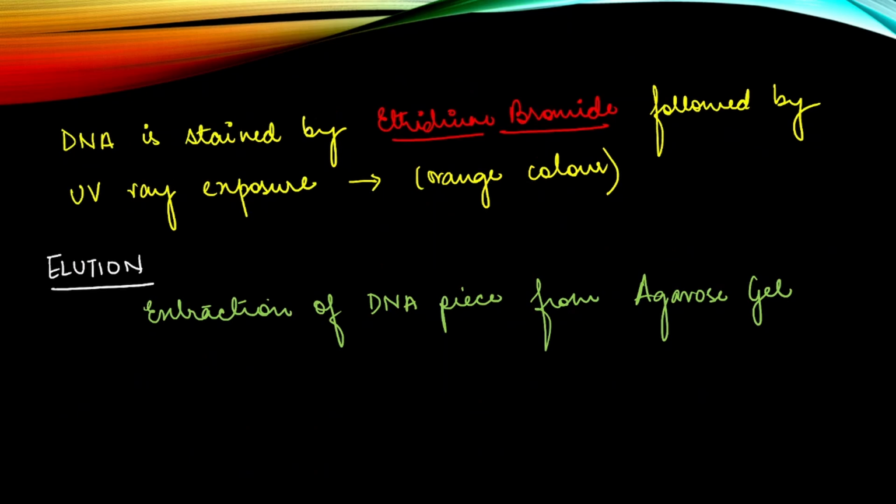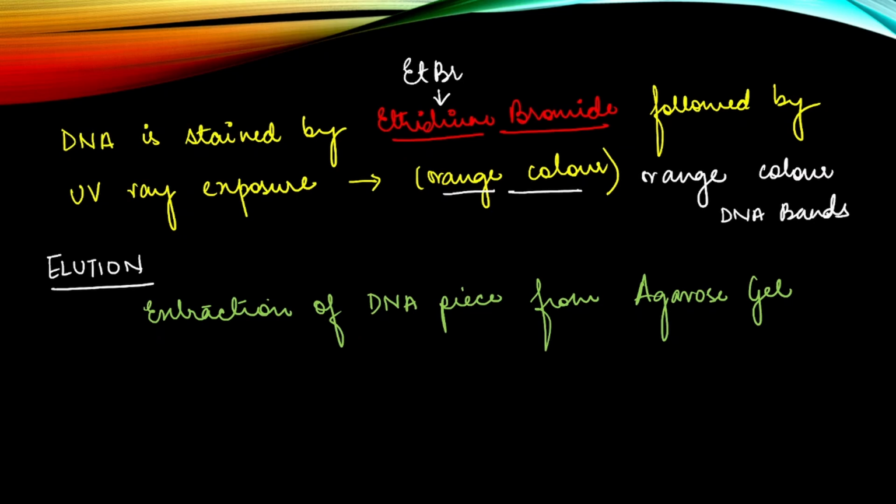So here we use a stain, a dye, which is known as EtBr. What is that? This means ethidium bromide. We stain this DNA with ethidium bromide and we expose it to a UV transilluminator. Under that, you will see orange color DNA bands. You can see that, right? Suppose this is an agarose gel here and these are wells, these are our DNA. So this is our DNA of interest.